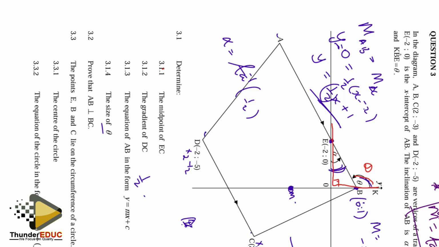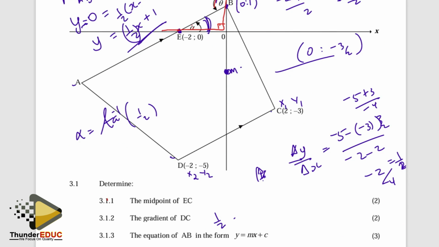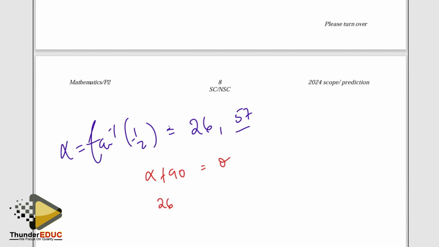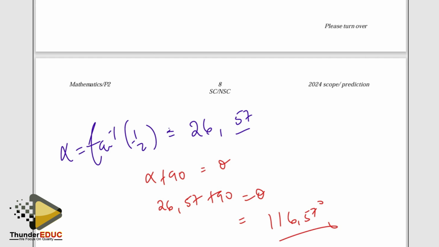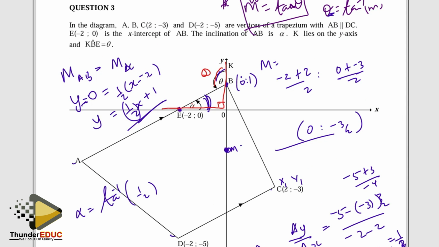So then, let me unflip it. Which means that it's going to be 90 plus alpha. The alpha plus 90 must give us theta. So 26,57 plus 90, you get your theta, which is 116,57. Answered. Then, can you prove that AB is perpendicular to BC?